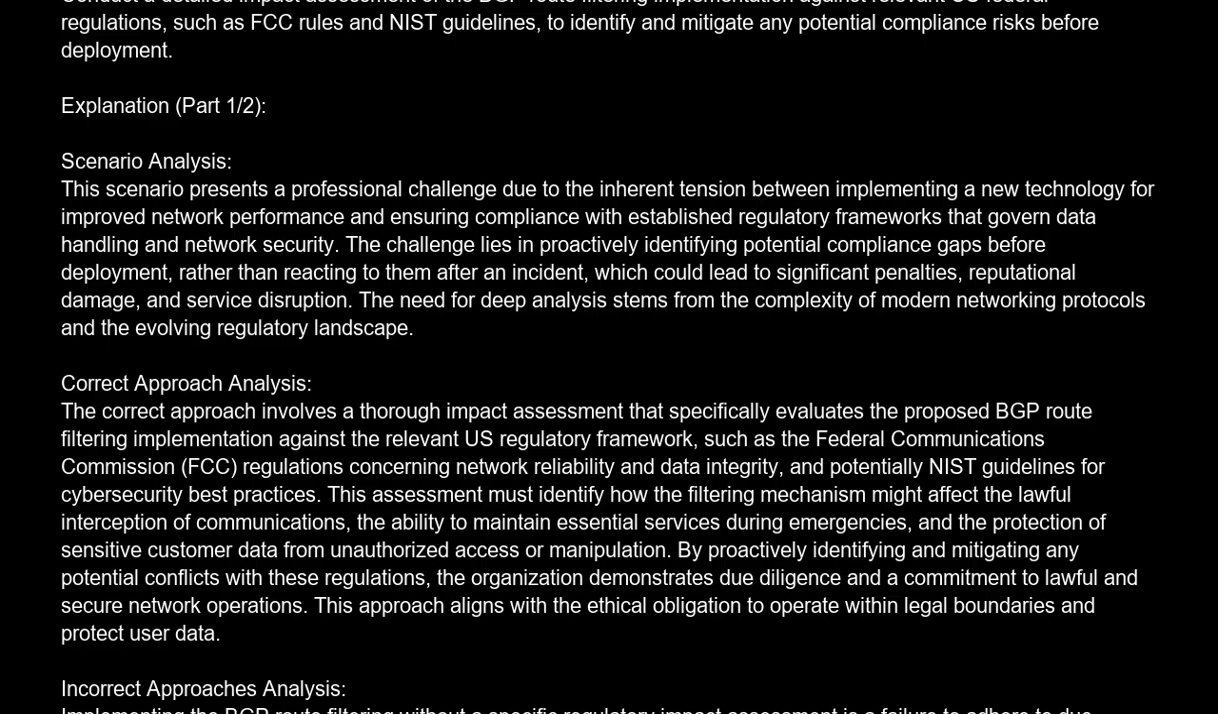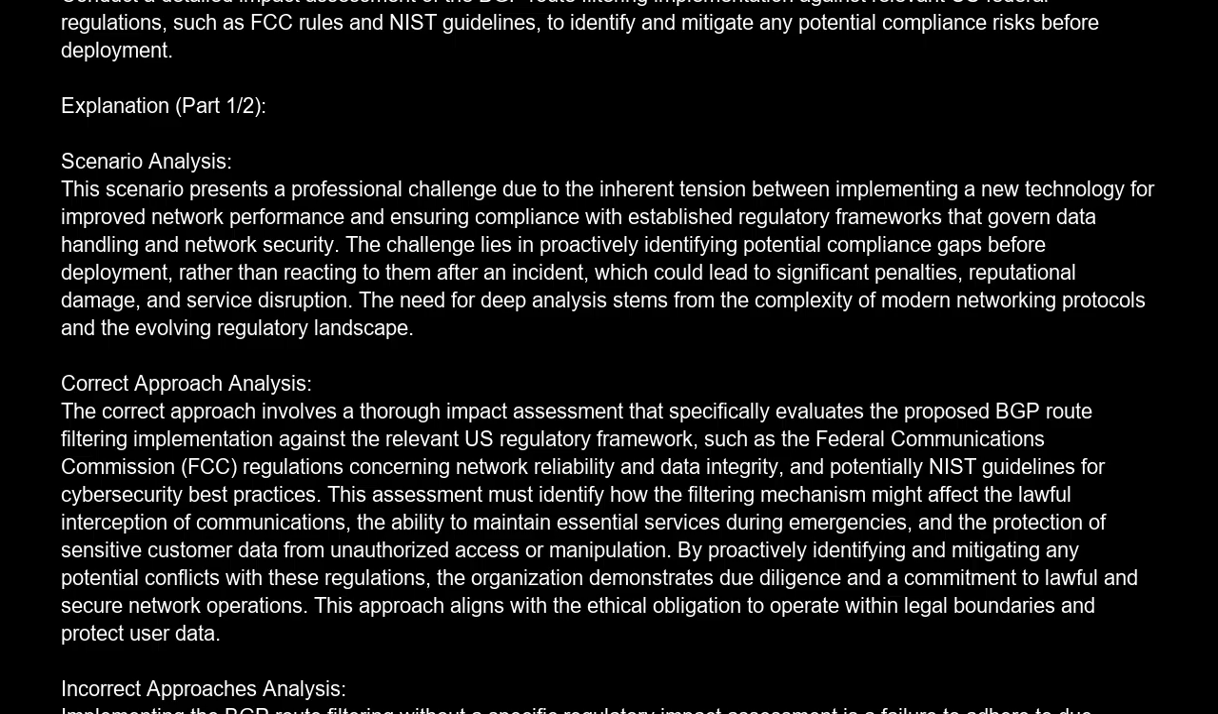The challenge lies in proactively identifying potential compliance gaps before deployment, rather than reacting to them after an incident, which could lead to significant penalties, reputational damage, and service disruption. The need for deep analysis stems from the complexity of modern networking protocols and the evolving regulatory landscape.